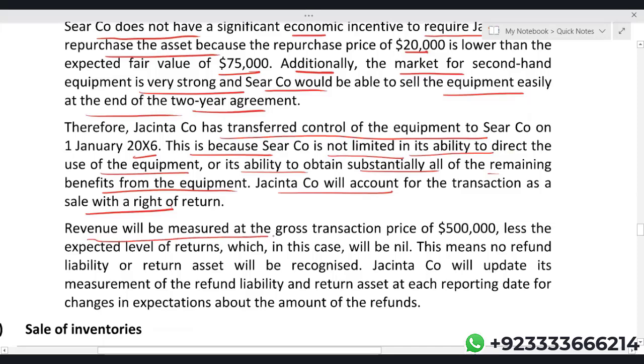Revenue will be measured at the gross transaction price of 5 lakh less the expected level of returns, which in this case will be nil. This means no refund liability or return asset will be recognized. Jacinta company will update the measurement of the refund liability and return asset at each reporting date for changes in expectation about the amount of refunds.